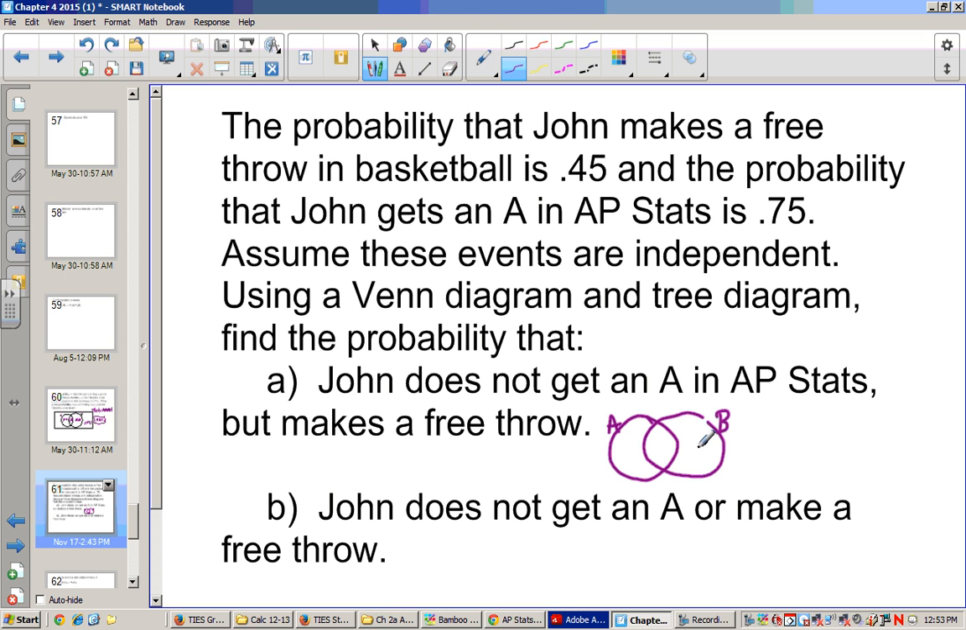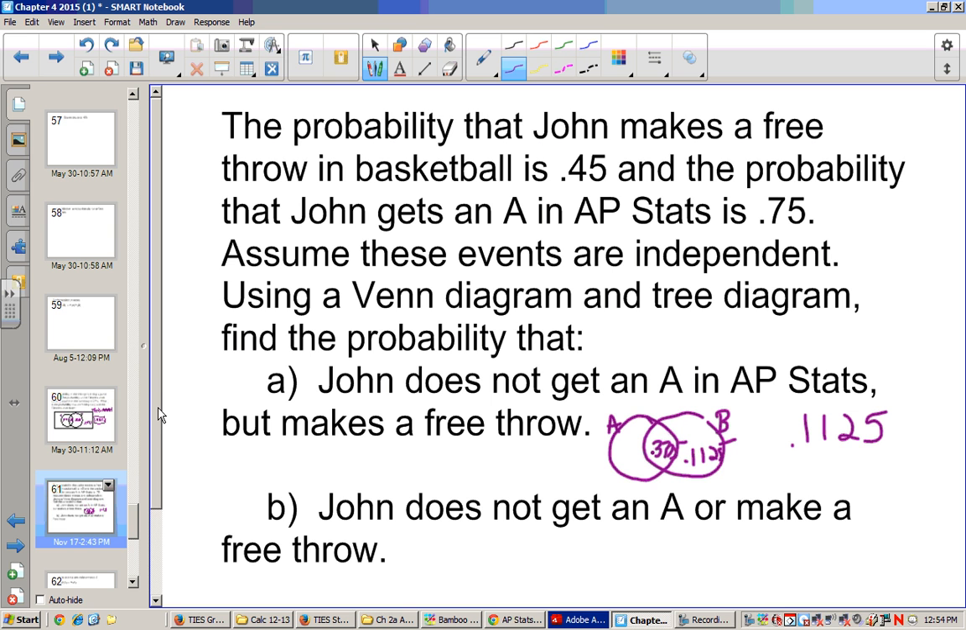So to get that, we know basketball, this whole thing adds up to 45%. This adds up to 75%. The 0.45 times 0.75 is the middle, which is 0.3375. If we subtract that from the basketball, 0.45, we get 0.1125 for an answer. So I did that one with a Venn diagram.